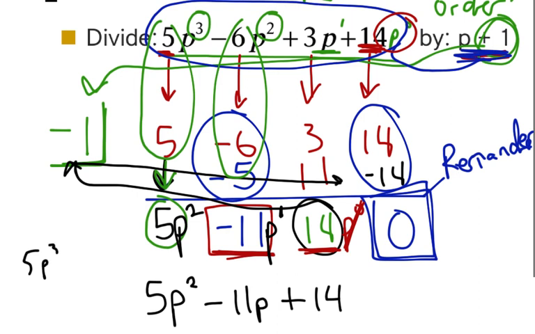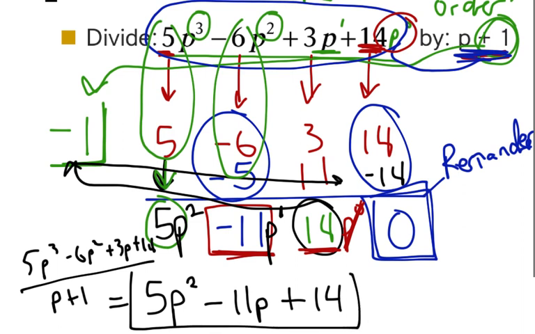And that's the result from doing 5p to the third power minus 6p squared plus 3p plus 14 divided by p plus 1. So that equals this result down here. Okay? So let's try this process again.